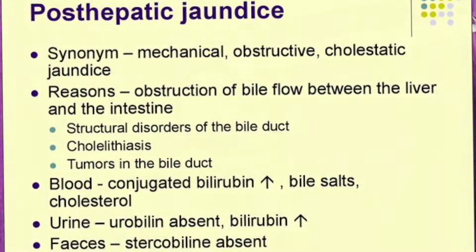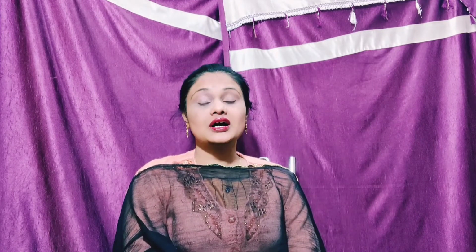So the diseases are cholelithiasis, common bile duct gallstones. Another one is pancreatic cancer, biliary stricture, biliary atresia, that is absence of the bile duct, or biliary cholangitis, inflammation of the gallbladder leading to strictures of the bile duct. So these are the causes of post-hepatic jaundice.